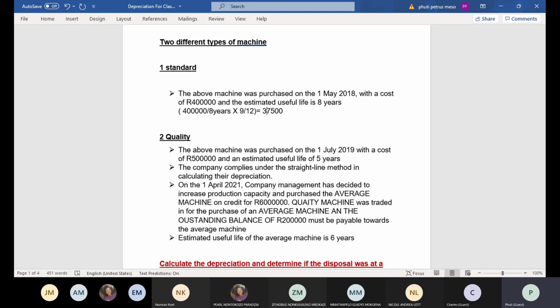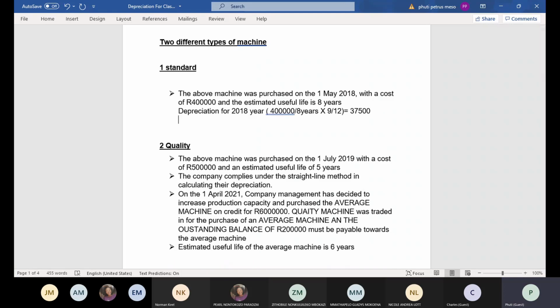37,500 rand is going to be the depreciation for 2018. That's fine. Since we've got the cost, we can also look for the carrying amount at the end of 2018, which is going to be like this. You can just say 400,000 rand, and when you minus 37,500 rand, you go back actually to the cost. And then you say minus 400,000 rand. So you'd have 362,500 rand.